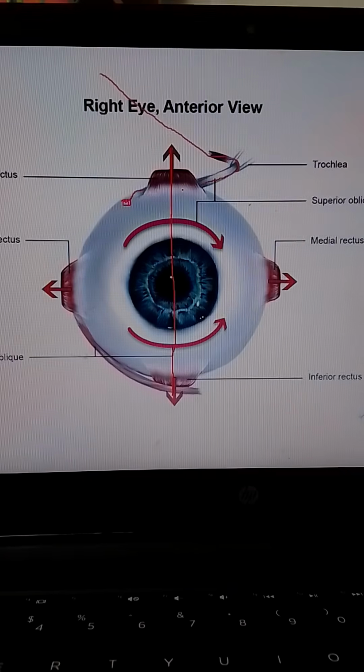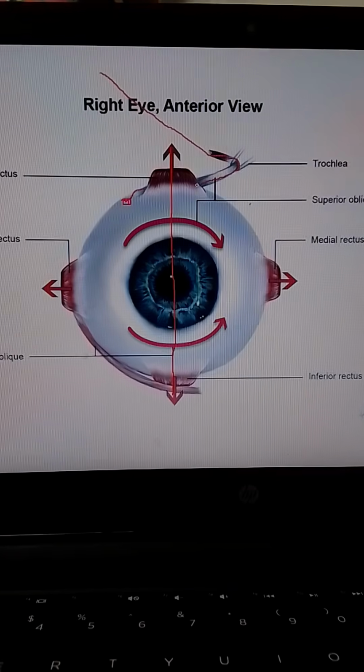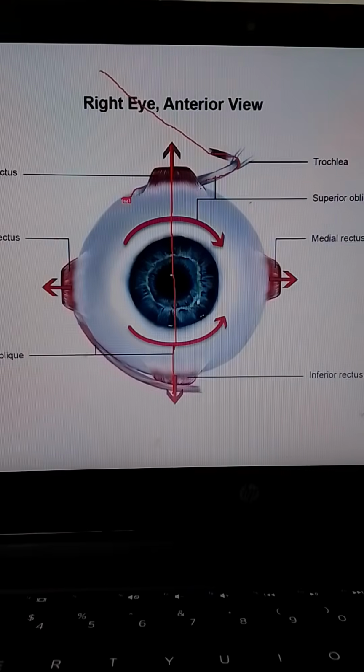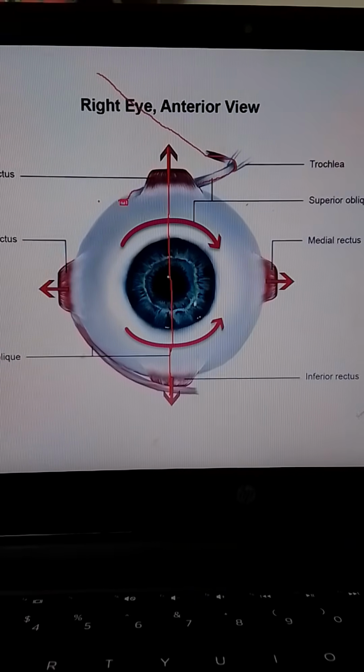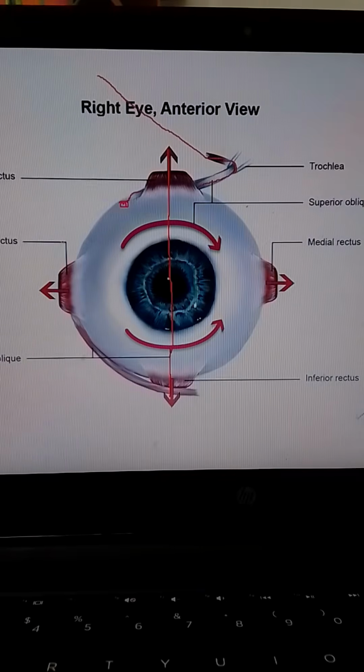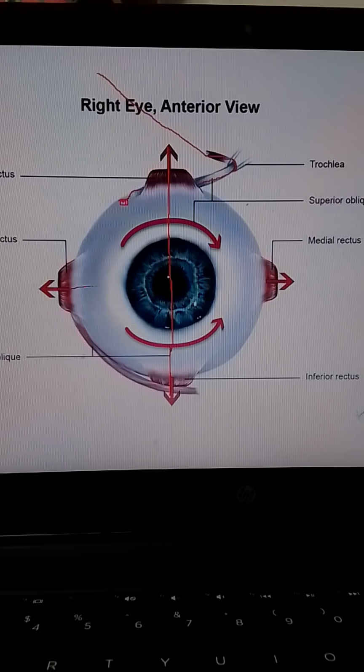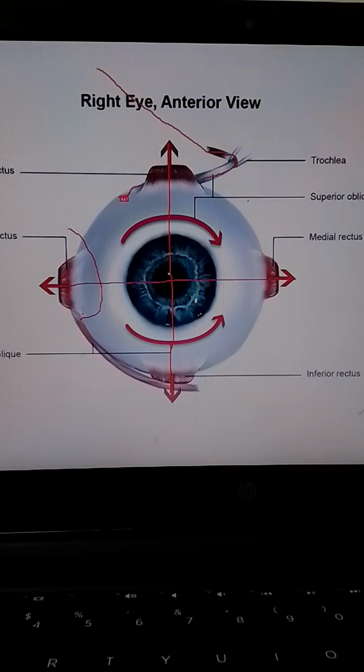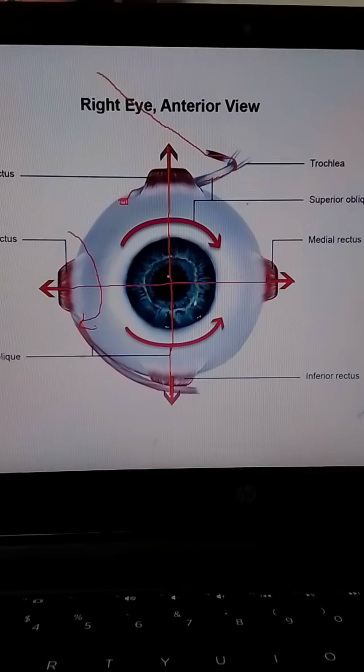Number two, it is pulling the eyeball forwards. So if the eyeball is pulled forwards, the action which is going to happen is in the transverse axis, and the action is going to be depression. Okay, so that is number two action.